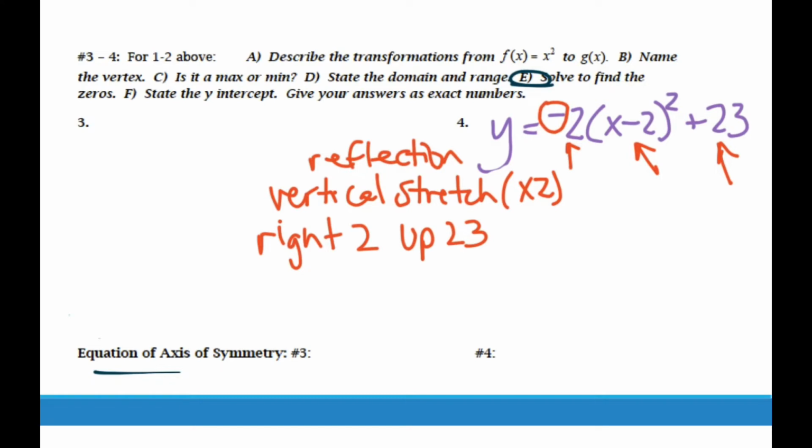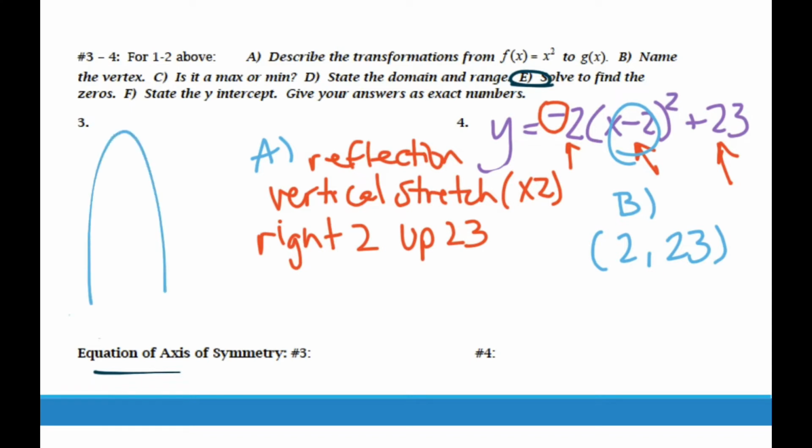Okay, the next thing, part B, is name the vertex. And so the vertex is 2, 23. And so that's part B. Okay, C, is it a max or min? Well, since it's being reflected, it's going like this, and so I know that that's going to be a max. So part C is a max.